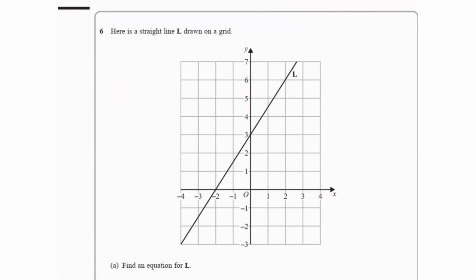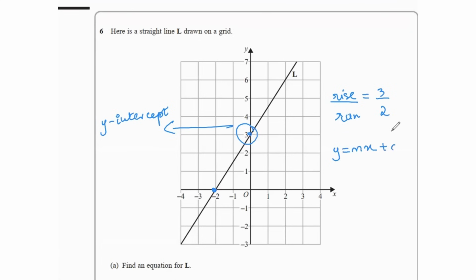Next question says, here is a straight line drawn on a grid. Find an equation for L. So when you look at the graph, you can see that this is our y-intercept. And what we can do is find the gradient using rise over run. So if I pick this point and this point, rise is 3, run is 2. So y equals mx plus c. We just substitute the gradient and the y-intercept in the slope-intercept form. So that's y equals 3 by 2x plus 3. That is your answer.